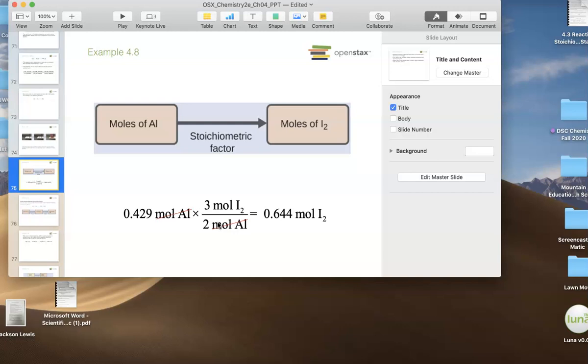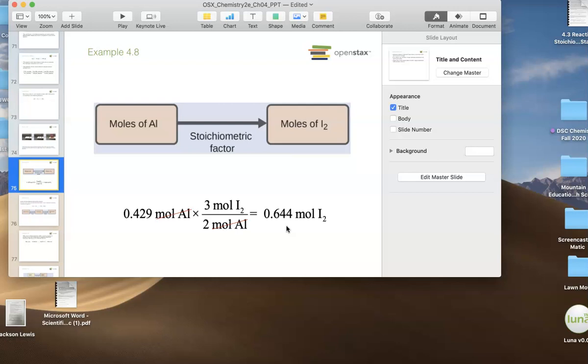You could write this conversion factor the other way around. If you needed to convert moles of iodine to moles of aluminum, you would just flip it. But because we're given aluminum, we have to use the conversion factor this way in order for the units to cancel out. If you didn't, you would end up with something squared, which would not be helpful at all. Now the math: multiply 0.429 times 3, divide by 2, and you get 0.644 moles of iodine. This is referred to as a mole-to-mole conversion.